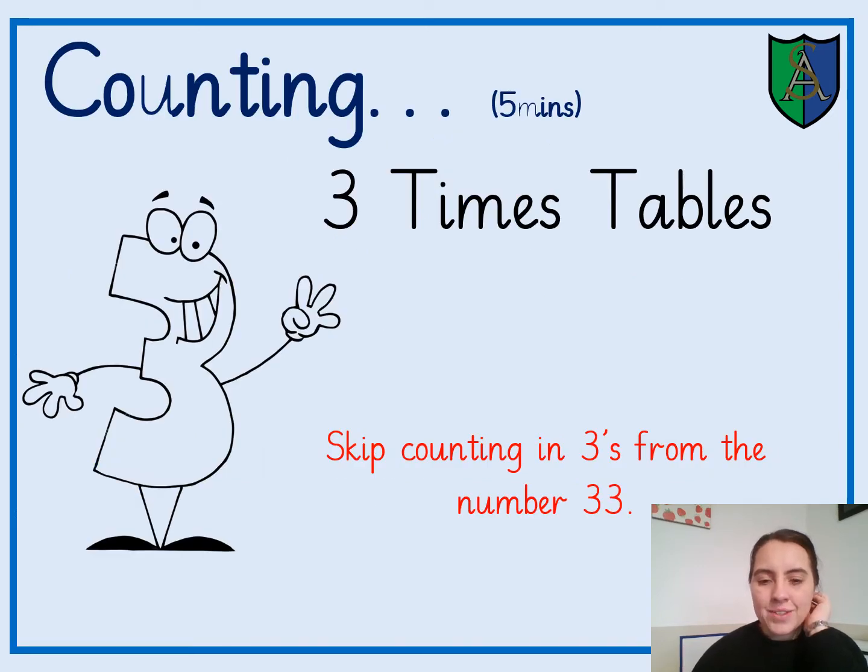So what I'd like you to do now is, I know we're going to be working in twos today, but during our counting practice, I would like you to skip count in threes from the number 33. So remember all of those facts that you know about the 3 times table. Remember, you just keep counting 3 more from 33, okay? Keep going to a number that you feel comfortable with.